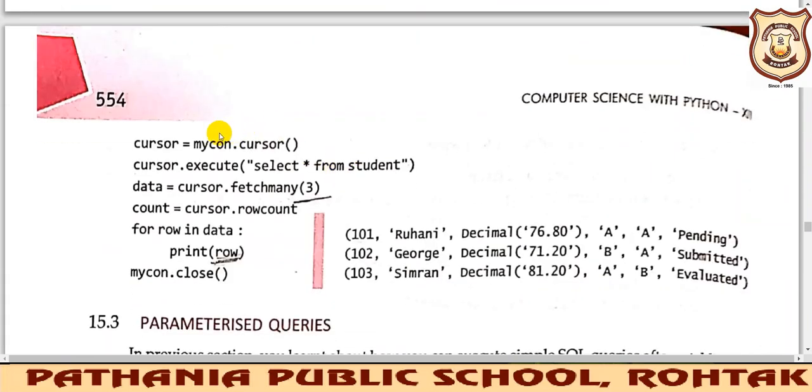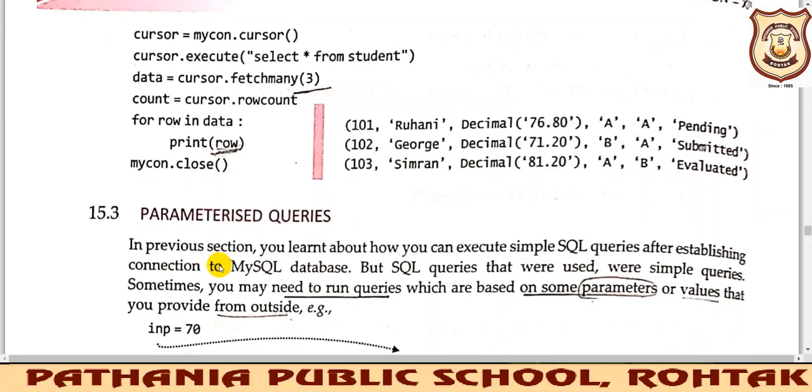If the connection has been established, then we create a cursor function, with the help of which we will be accessing the data inside the database. Using this function, we are executing the queries inside MySQL, and we are also fetching the data using the fetchmany function. We have fetched 3 rows together, so the row count will be 3, and count will store 3 inside it. We are using a for loop to print the data inside this student database, and finally we are closing the connection. I hope it is clear.